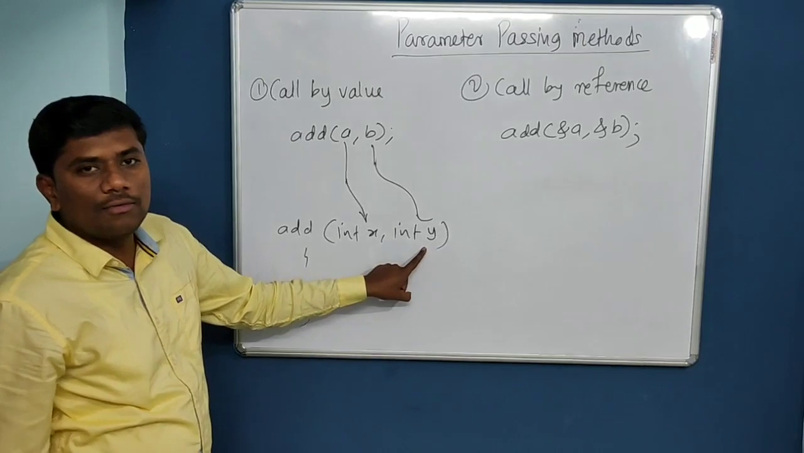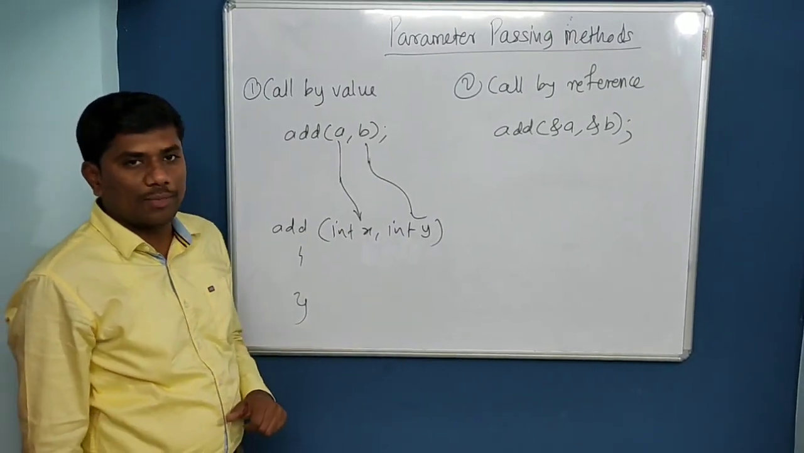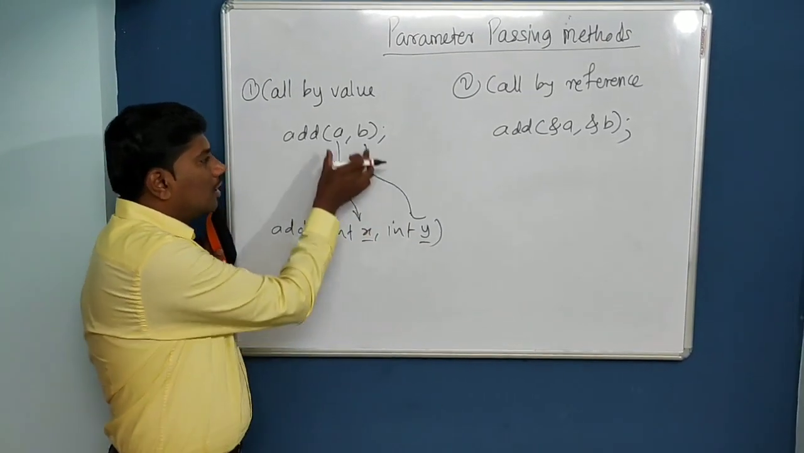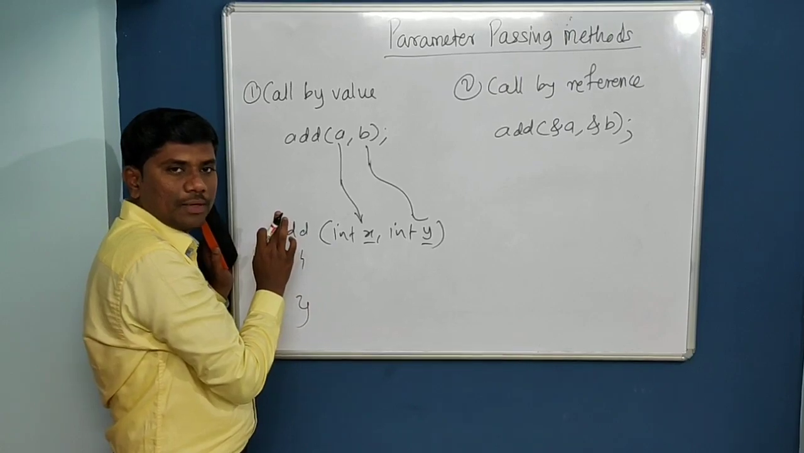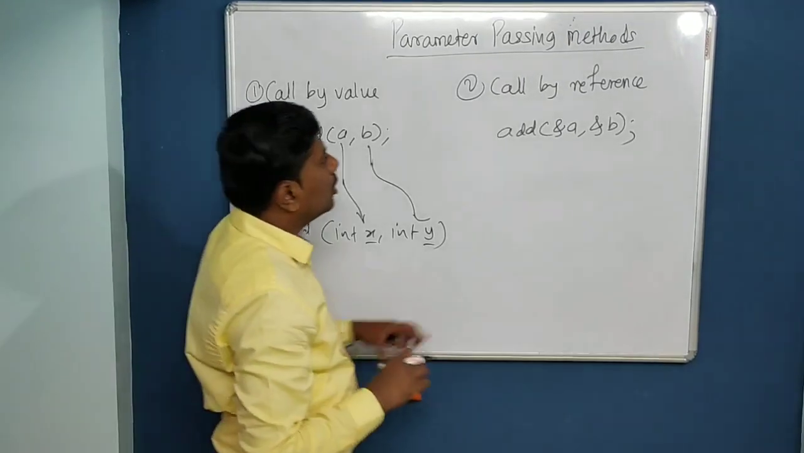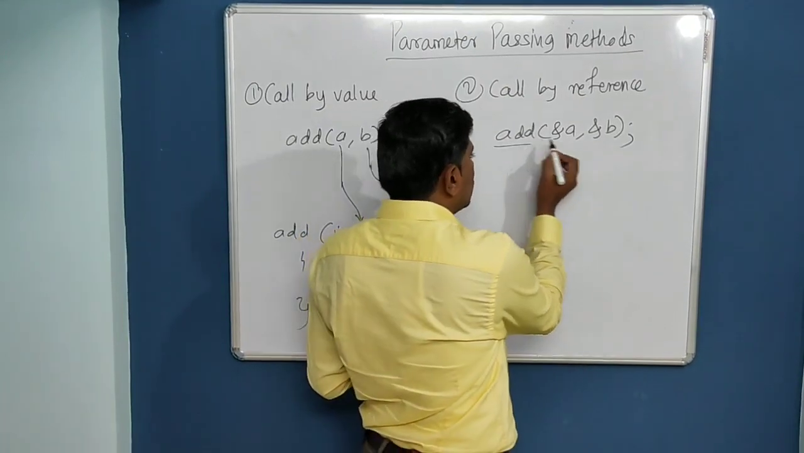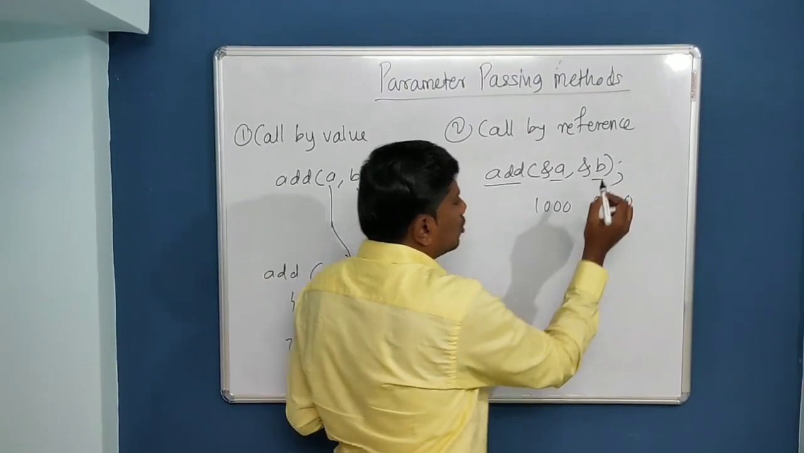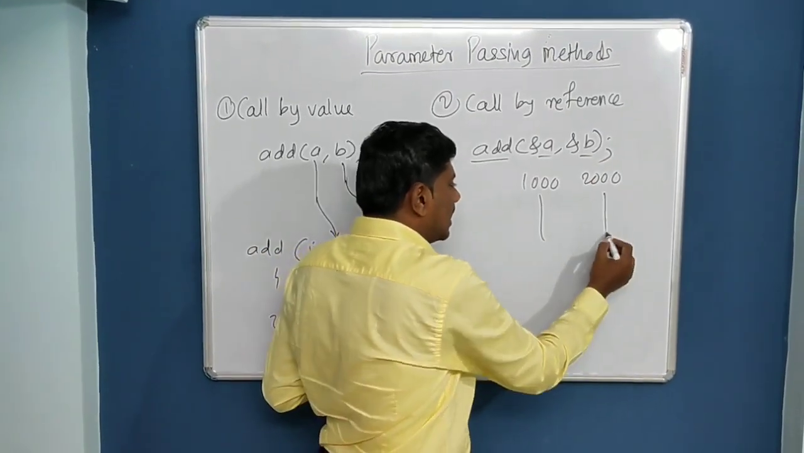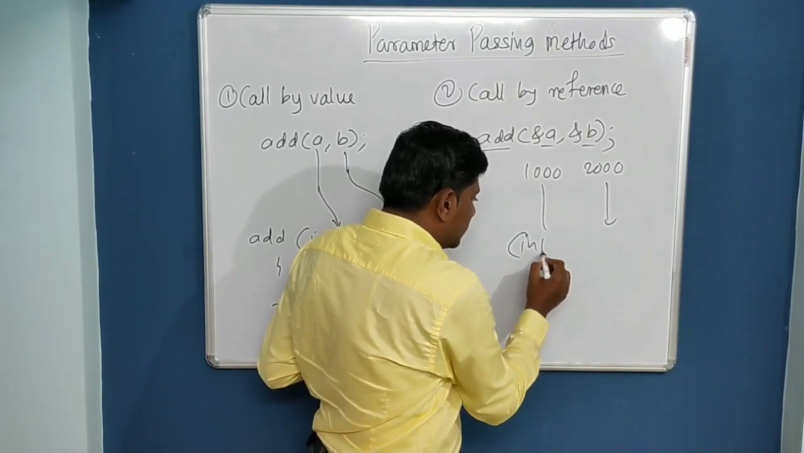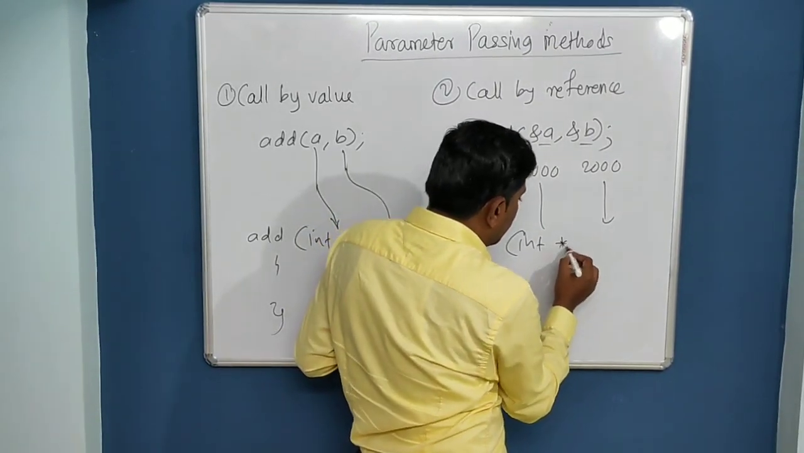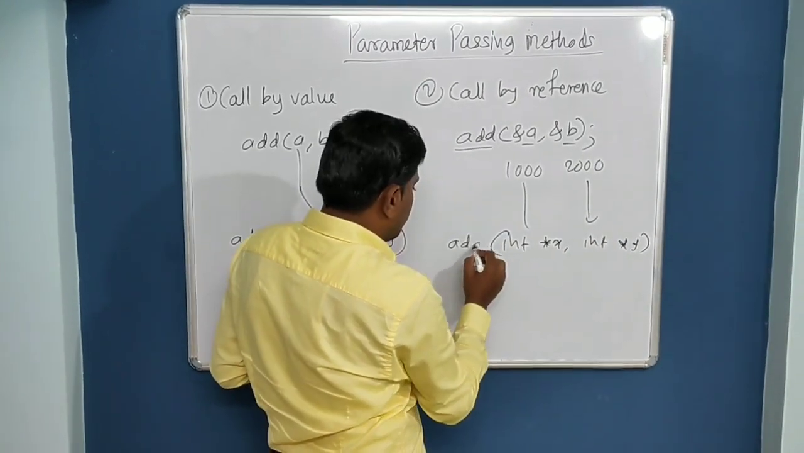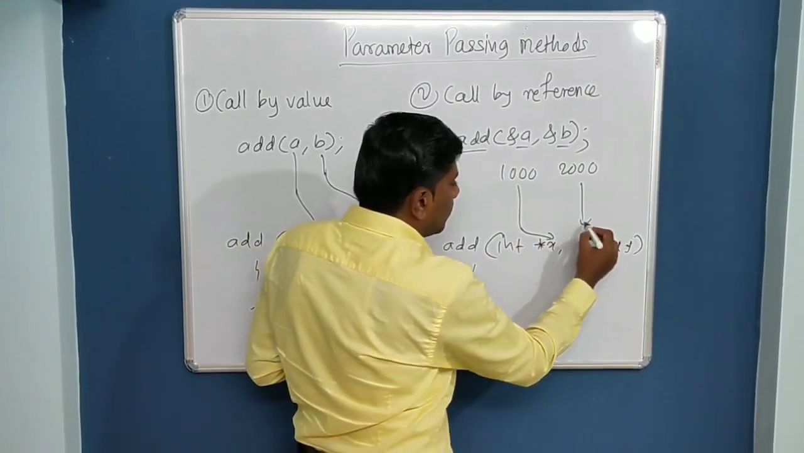Consider x and y, these are formal parameters, and a, b are actual parameters. If we perform any operation on these formal parameters, they will not affect the original values. Getting? This is about call by value. Now what about call by reference? We are calling the function by passing addresses. Consider the address of a is 1000 and the address of b is 2000. So we are passing these addresses, and these addresses will be copied into formal parameters.